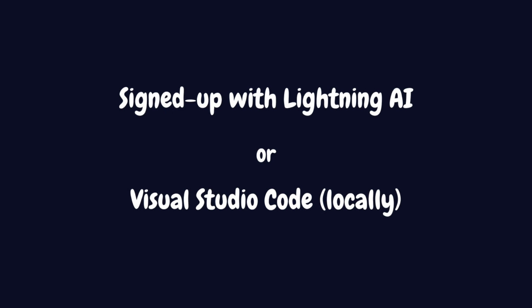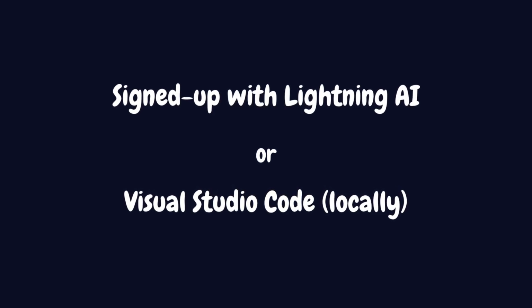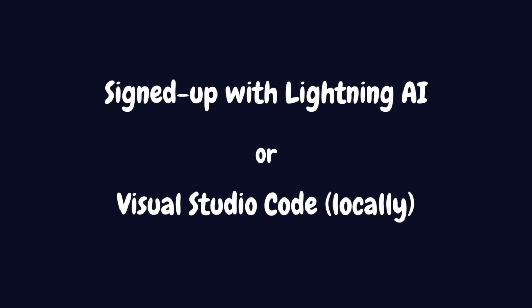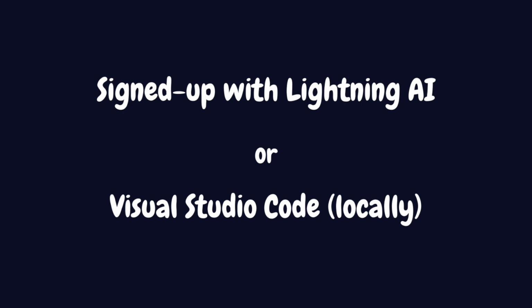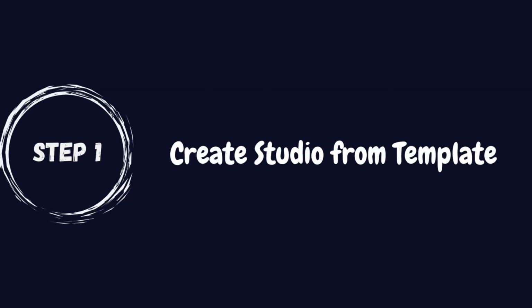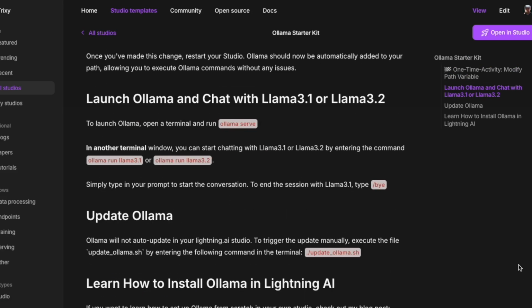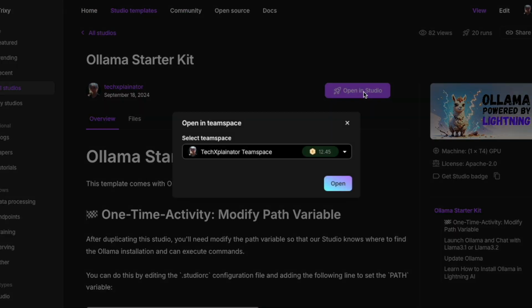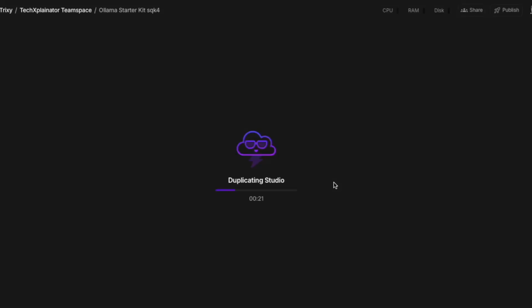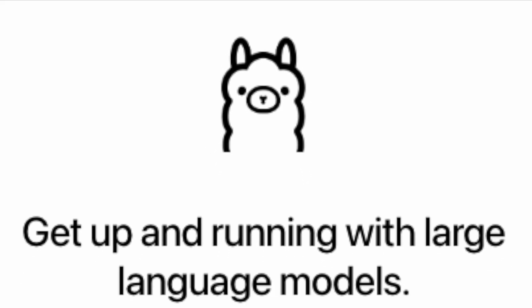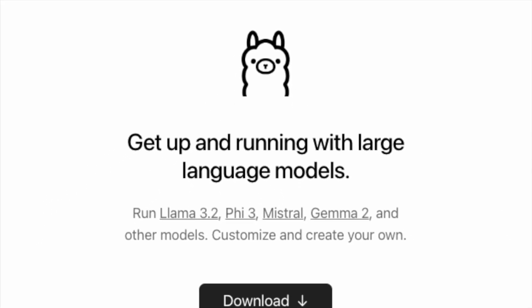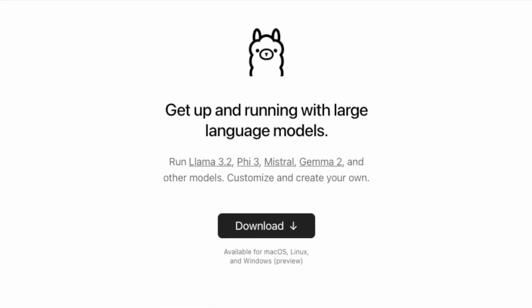For this tutorial, I'll assume you have either signed up for Lightning AI or are working with Visual Studio Code locally on your machine. So let's get started. To save some time, I'll be using a Lightning AI Studio template that already has Ollama installed. If you want to learn how to install Ollama persistently on Lightning AI, I'll drop a link to that video in the description. If you're working locally, I'm going to assume you have Ollama set up. If not, no worries, it's super easy. Just head over to the Ollama website and download it like you would any other software.